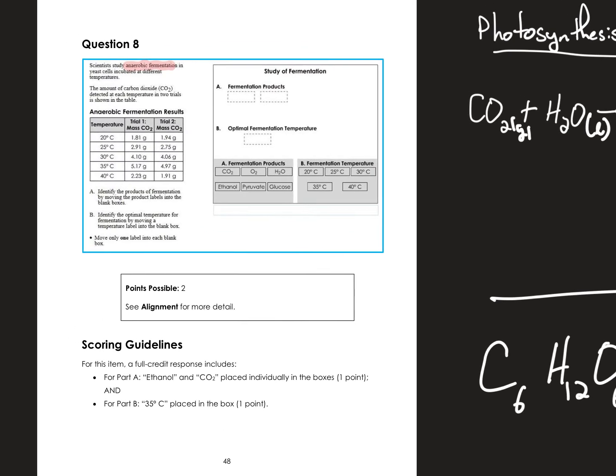They're asking us that the amount of carbon dioxide detected at each temperature in 2 trials is shown. So there's temperature 1, CO2. The more CO2 is produced, right? Because this is anaerobic fermentation. We're producing carbon dioxide.